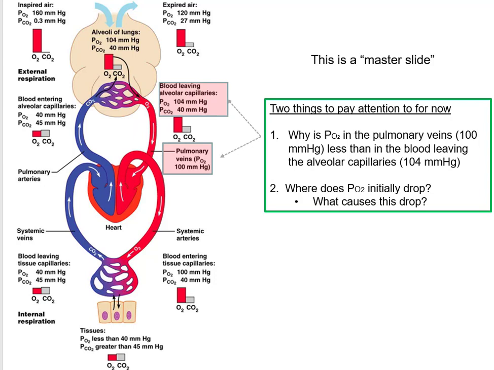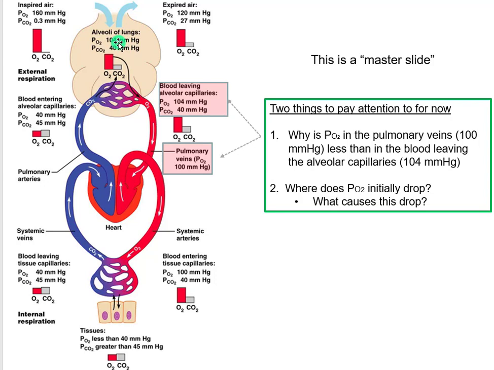You have to ask yourself the question right now, well, could the blood leaving the alveolar capillaries ever be 105? Could it ever be 105? Let's exaggerate the point. Could it ever be 120? And right off the bat, you need to say, no, I don't think so. I don't think that PO2 leaving the alveolar capillaries could ever be 120, because in order to get to 120, that would mean that the partial pressure of oxygen in the lungs would have to be higher.